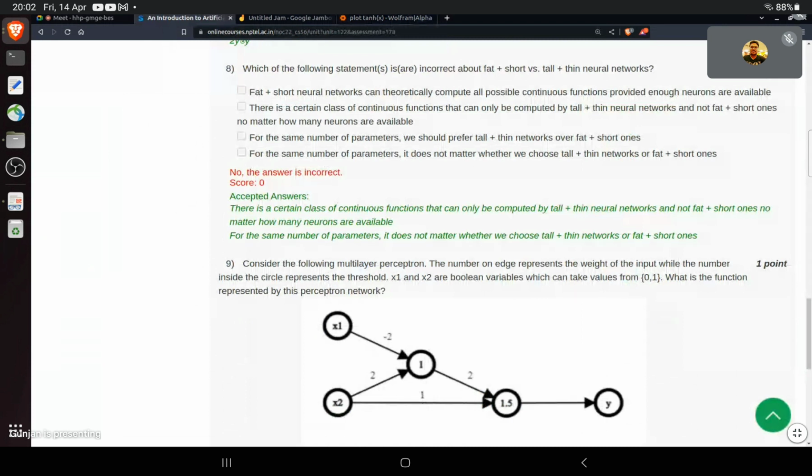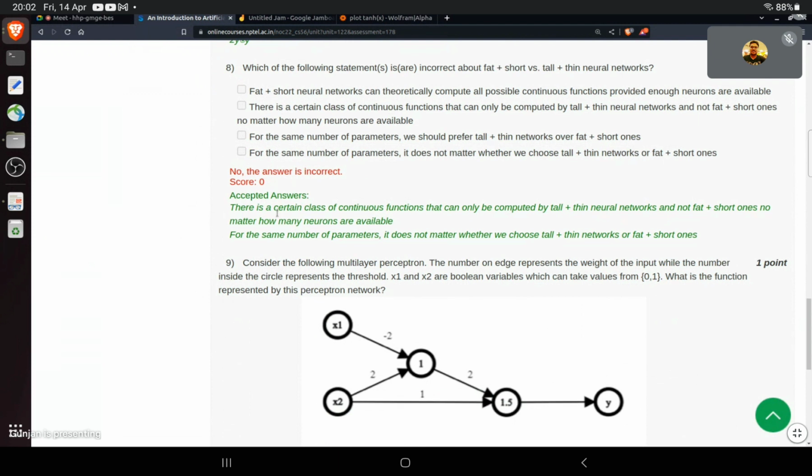So for the same number of parameters, it does not matter whether we choose tall plus thin or fat plus short ones. Because if we have more depth, then we can realize at each layer a particular layer of abstraction, like you argued.